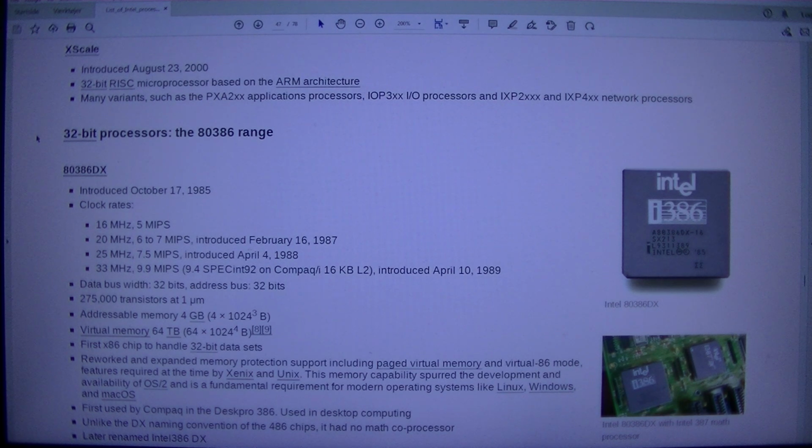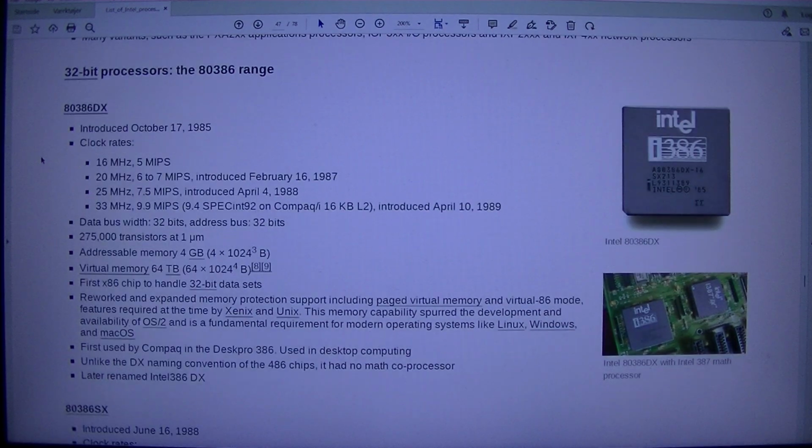32-bit processors, the 80386 range. Intel 80386DX. Intel 80386DX with Intel 387 math processor. 80386DX. Introduced the 17th of October, 1985. Clock rates 16 MHz, 5 MIPS. 20 MHz, 6 to 7 MIPS.